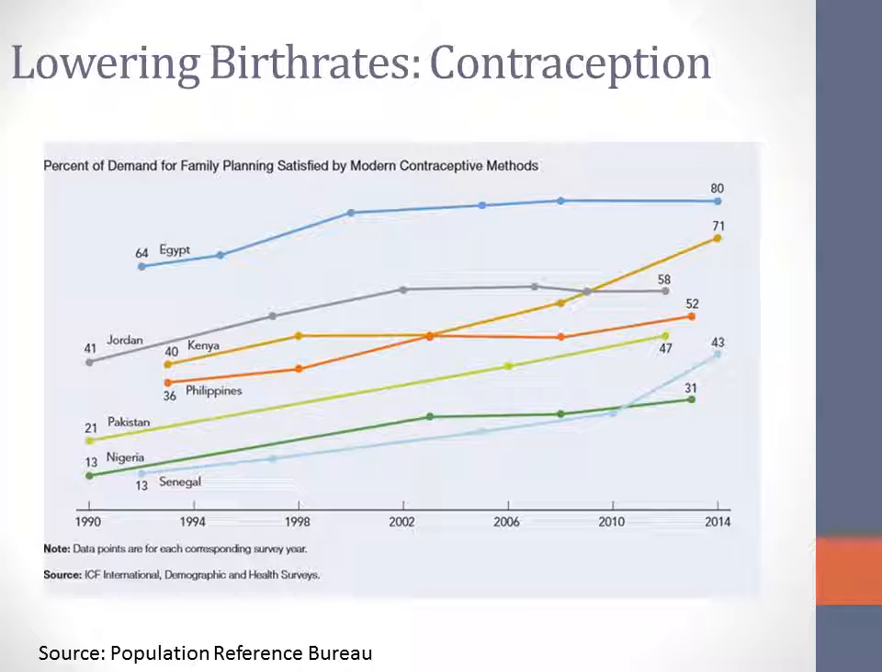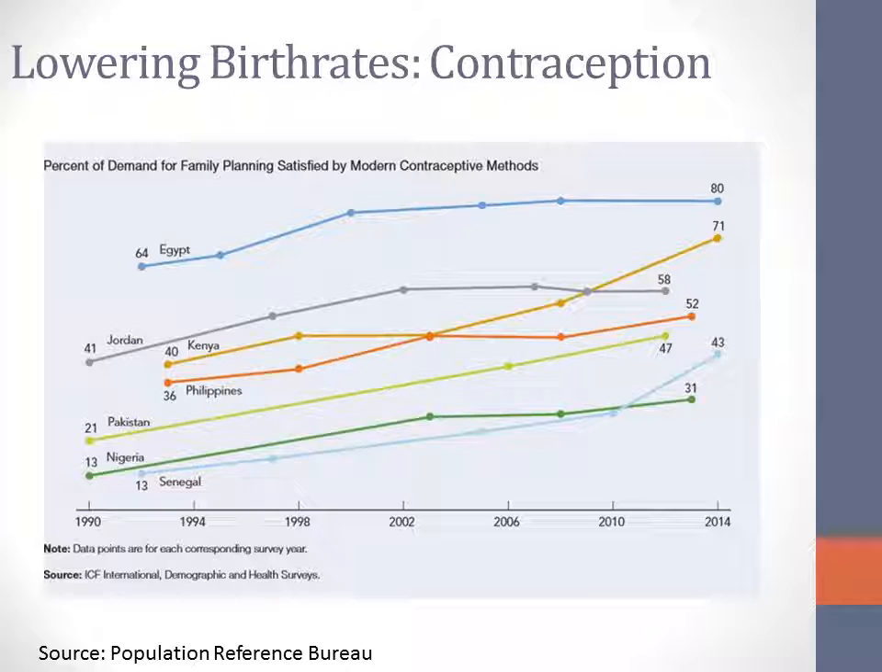Another method to reduce births is to increase access to modern methods of contraception. This indicator measures the proportion of women who want to delay or limit childbearing and who are using modern methods of contraception. And you can see what those methods are by looking at your world population data sheet. Over the past 2 decades, a significant number of less developed countries have seen increases in the share of demand satisfied with modern methods.